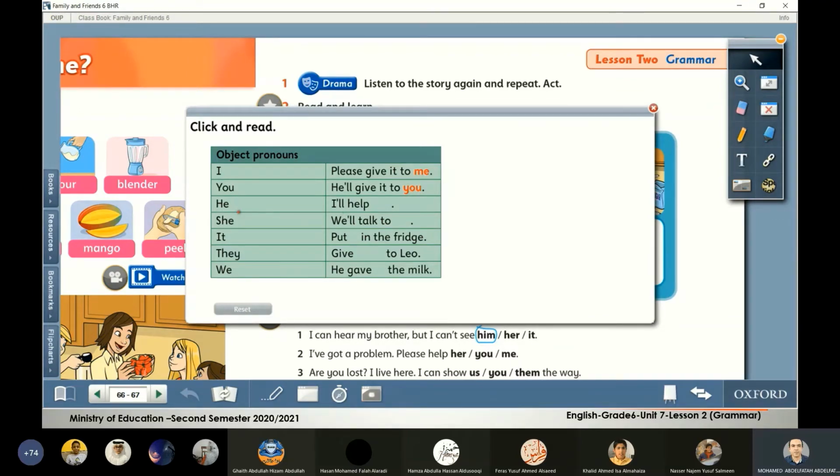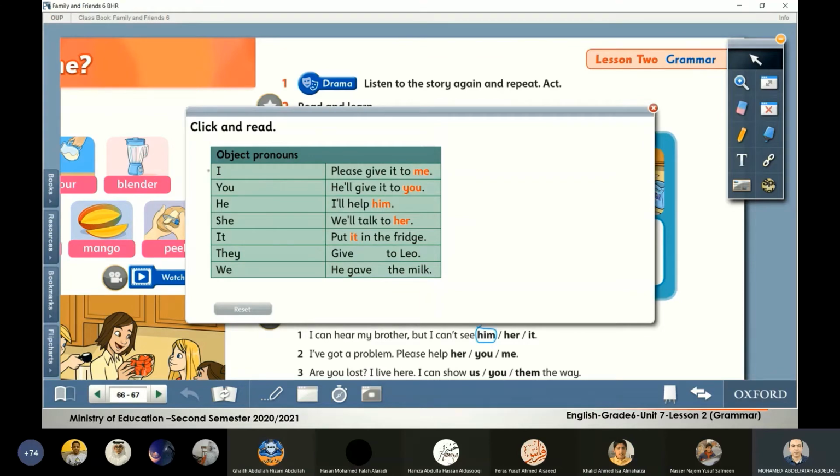He. I'll help him. Good. She will talk to her. Not here, her. Will talk to her. It. Put it in the fridge. For example, a tart or a chicken or any food. Your mother asks you to put it in the fridge.